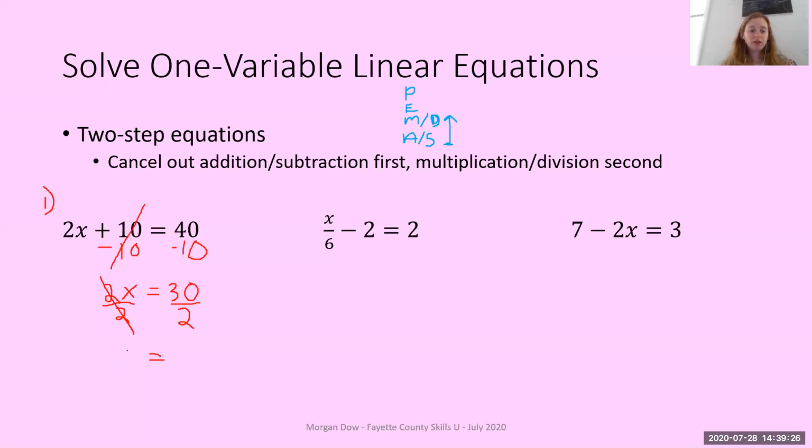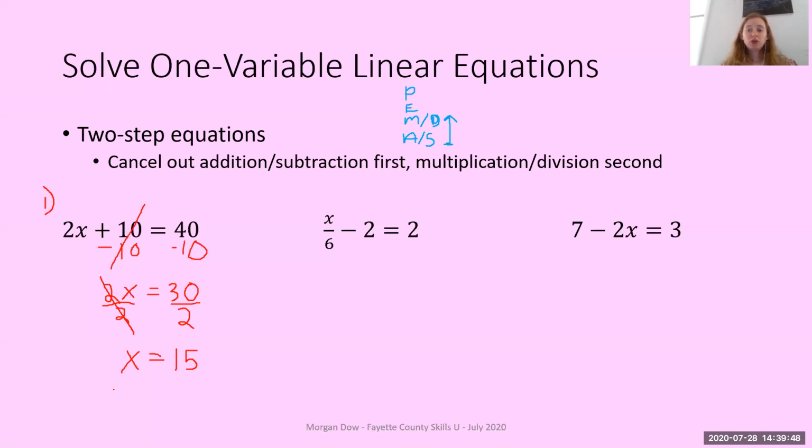So on the left side, we have x. And on the right side, 30 divided by 2 is 15. And we solved it. So if 2 times x plus 10 equals 40, then it must be that x equals 15. X must be 15.